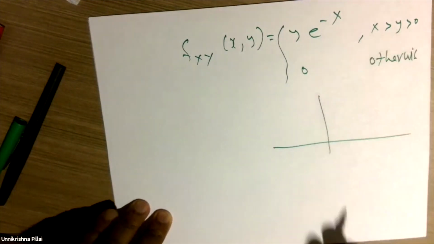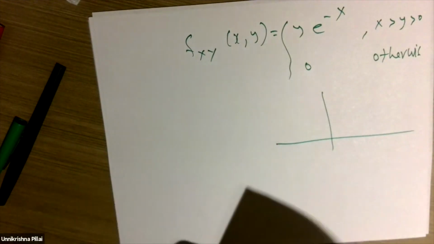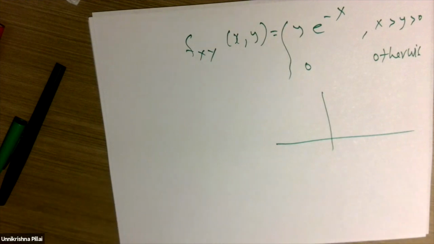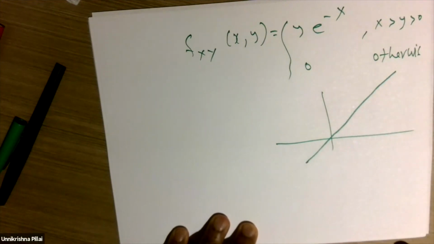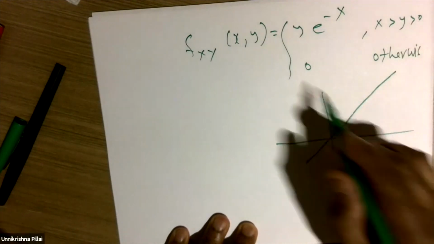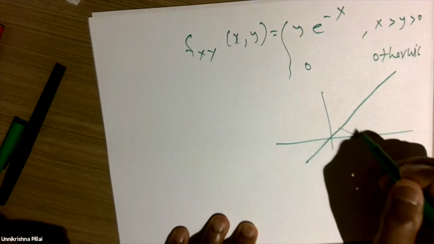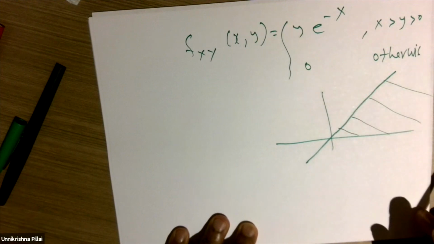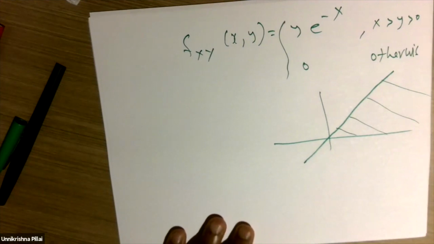So where is this region? X is greater than Y is greater than zero. Where is this region? Where is X equal to Y? All right. So where is the region X greater than Y? Your first job is, and remember, both are positive. So where is this density function non-zero? This is your first job, to figure out where the density function is non-zero. In every problem, the density function is not all over. It's in this region.